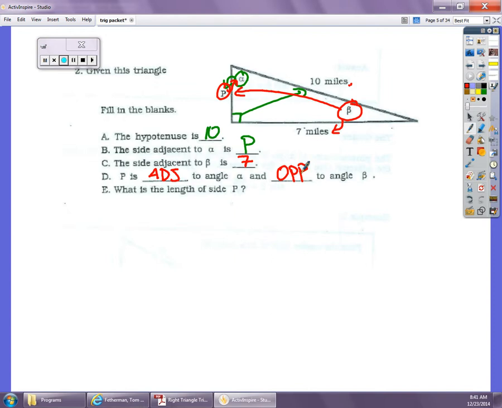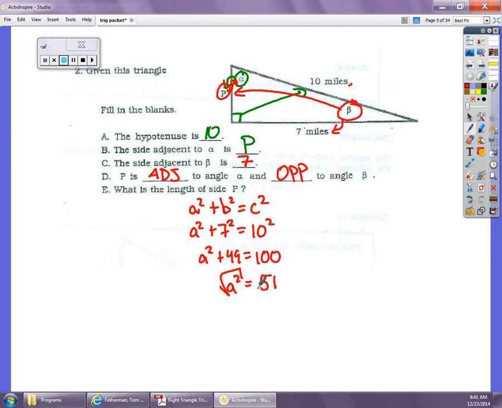What we know is we have a squared plus b squared equals c squared because we have a right triangle. So we have a squared plus 7 squared equals 10 squared. So a squared plus 49 equals 100. a squared equals 51. We take the square root of 51, so a is equal to the square root of 51. That's how we figure out what a is. We use the Pythagorean theorem.